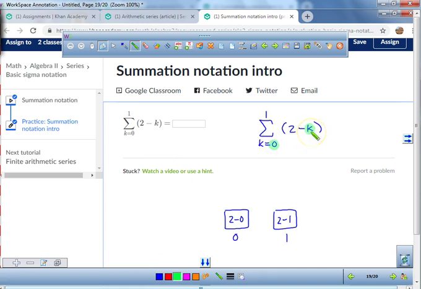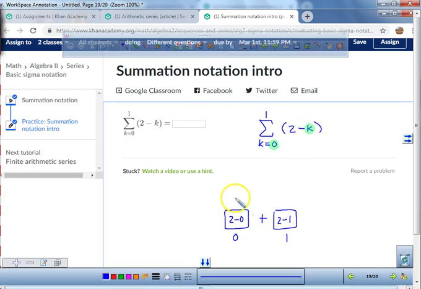Right there. Then I'm taking the 1 and plugging it in right there as well. Add those together. 2 minus 0 is 2. 2 minus 1 is 1. 2 plus 1 is 3. So this one, the answer would be 3.